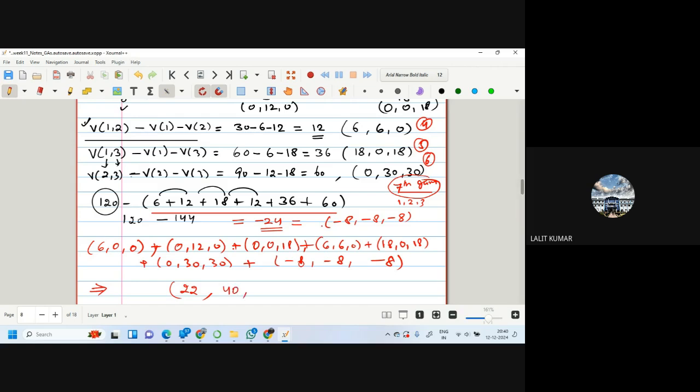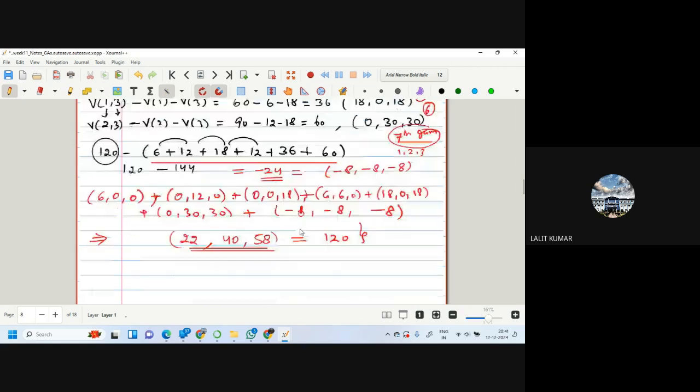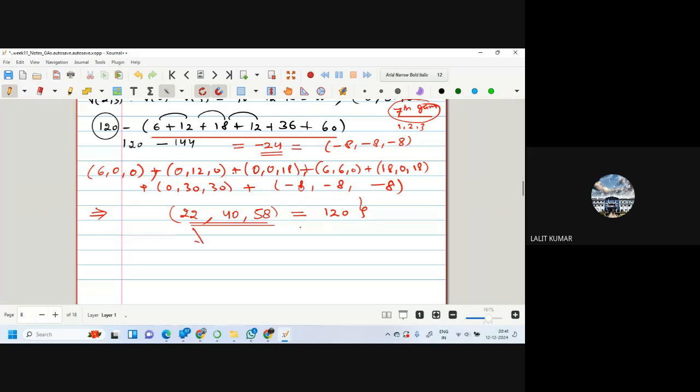18 plus 18 is 36. 36 plus 30 is 66. 66 minus 8 is 58. And when you add this, it is 120. So this is how the values will be distributed amongst A, B, C.